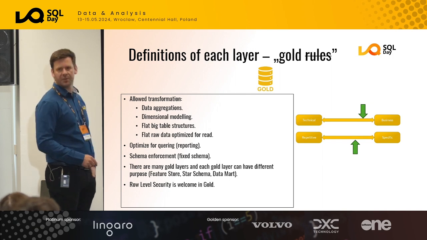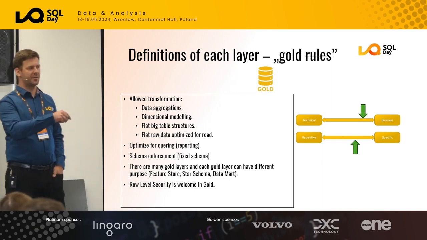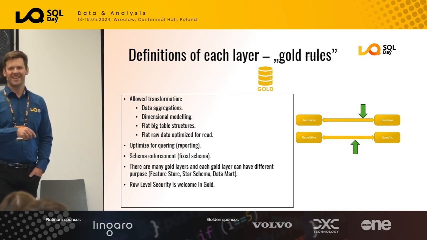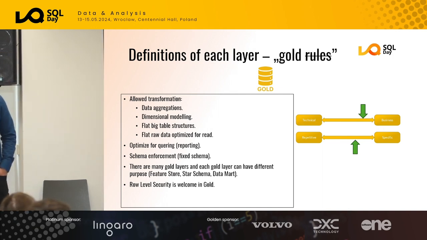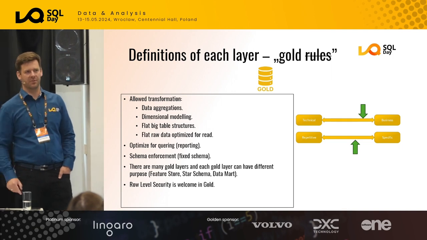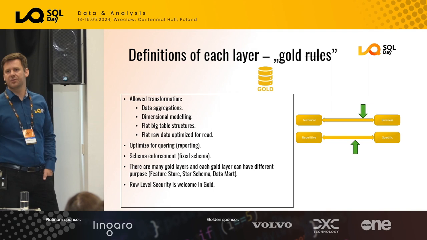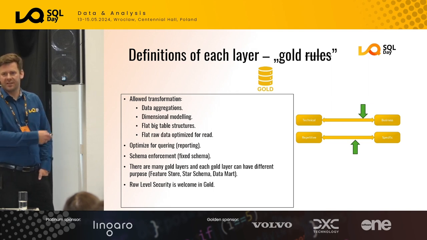Row level security is welcome here. So this is the layer where you implement the row level security, and it's not super source aligned. So don't try to replicate source system row level security, because you will not be able to. Just say, this person should be able to see that country, and that's okay.